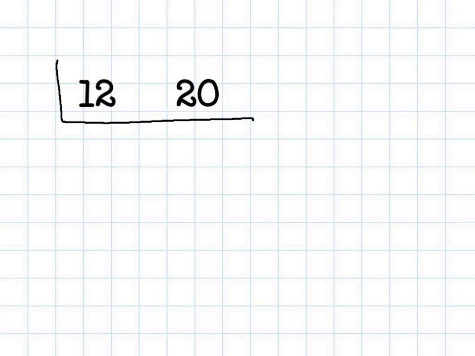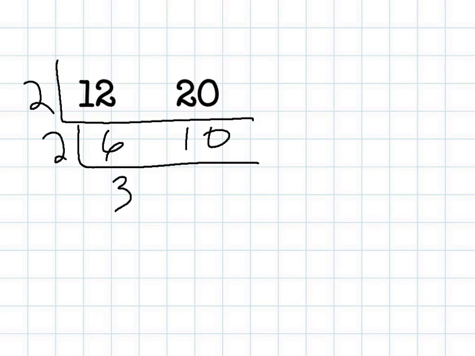Okay, the first prime factor that goes into 12 and 20 is 2. Well, 2 goes into 12 6 times, 2 goes into 20 10 times. Well, we're not finished factoring it, so we continue. What is the prime number that goes into 6 and 10? The answer is 2. Well, 2 goes into 6 3 times, 2 goes into 10 5 times.